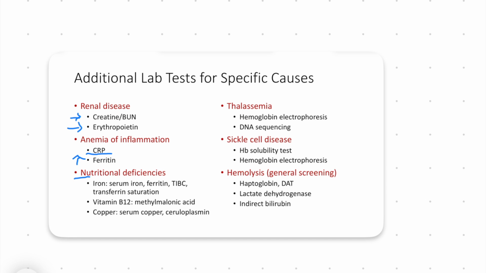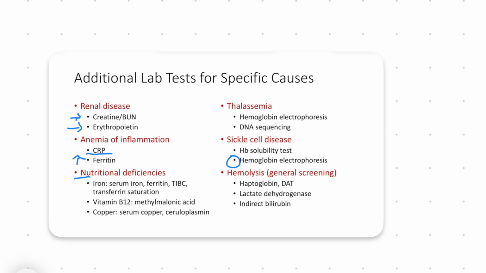In the case of iron deficiency anemia, we're going to have a low serum iron content. We're going to have a low ferritin, which is the indirect measure of the storage form of iron. We're going to have a high total iron binding capacity, and we're going to have low transferrin saturation. If we measure low amounts of vitamin B12, that will also indicate nutritional deficiencies, as well as copper. For thalassemia, we talked about hemoglobin electrophoresis, checking to see in the case of beta thalassemia if we see more fetal hemoglobin. And you can also do DNA sequencing if you're suspecting a knockout gene in one of the alpha globin chains.